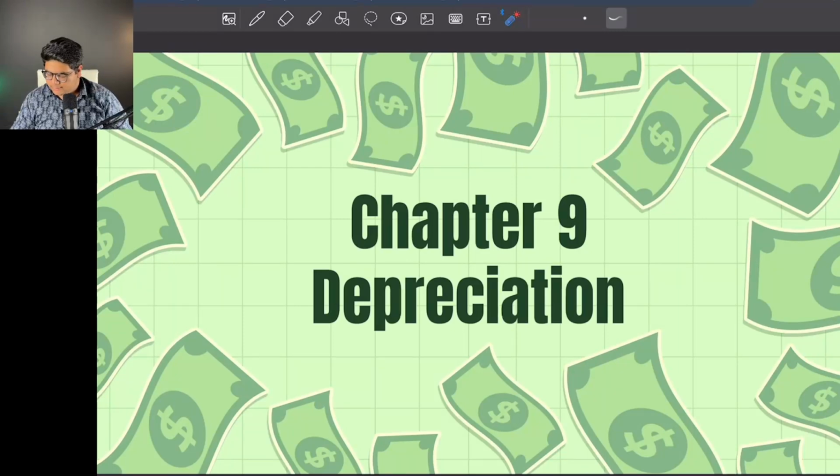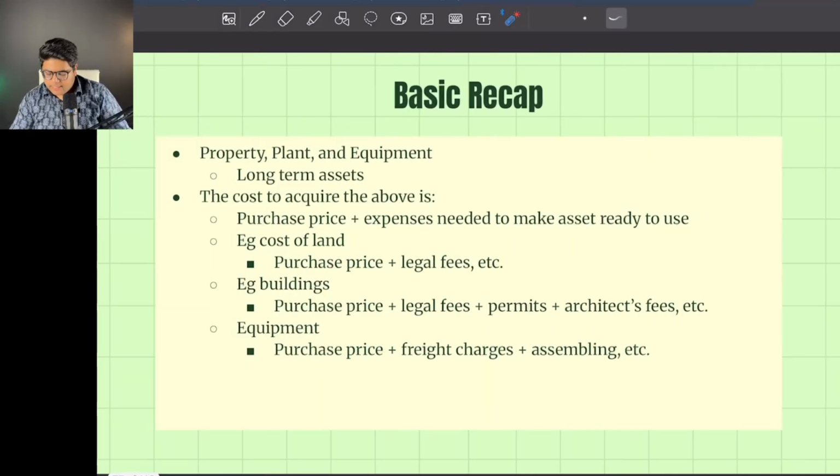All right, that was chapter 10. Let's go on to chapter 9, depreciation. So a quick recap of depreciation. We're basically talking about long-term assets here. These are property, plant, and equipment.